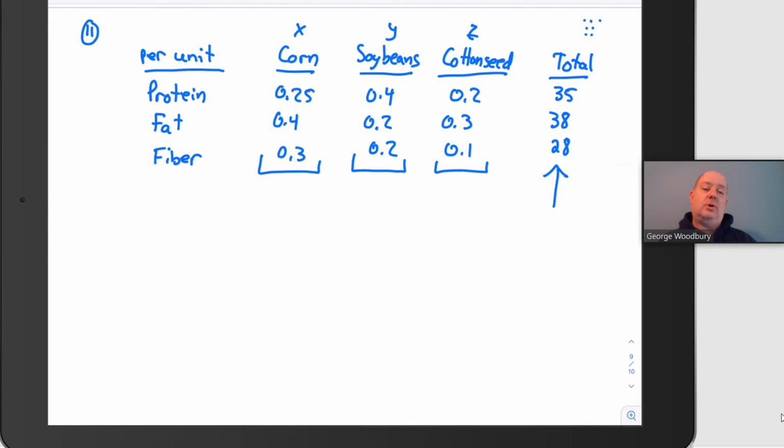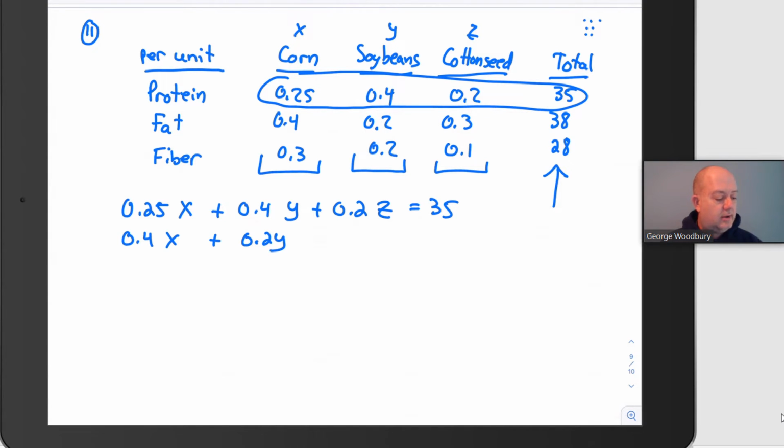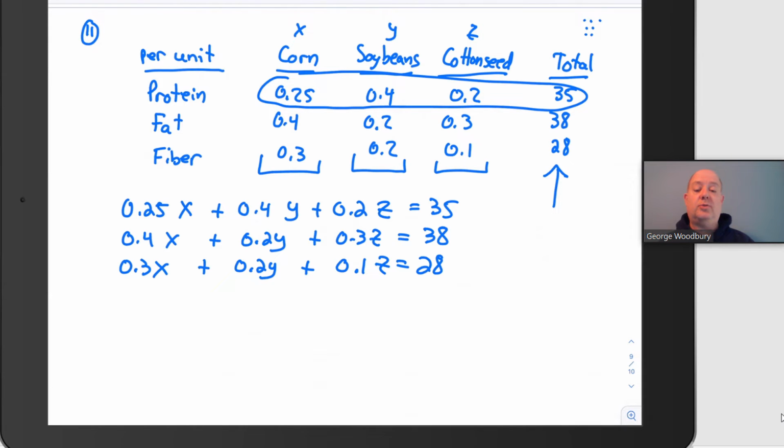We can read the equations across each row. So the first equation comes from here. 0.25 units of protein multiplied by X units of corn plus 0.4 times Y for the soybeans plus 0.2 times Z is supposed to give us 35 units of protein. The second equation for fat is 0.4x plus 0.2y plus 0.3z equals 38. And for fiber, 0.3x plus 0.2y plus 0.1z equals 28. So three equations, three unknowns, we should be able to solve it.